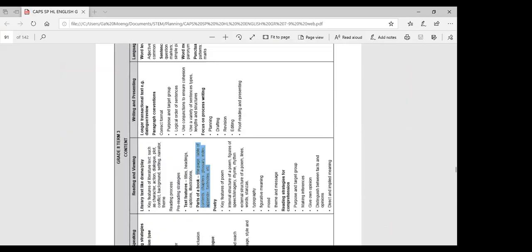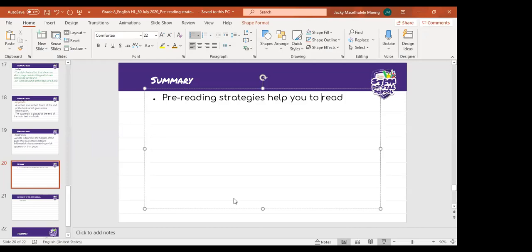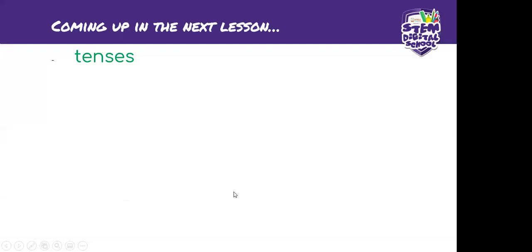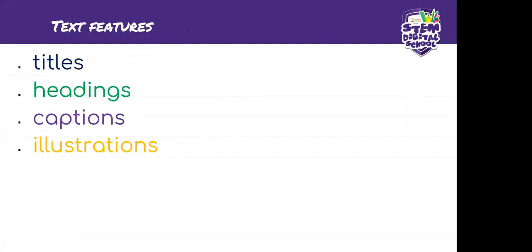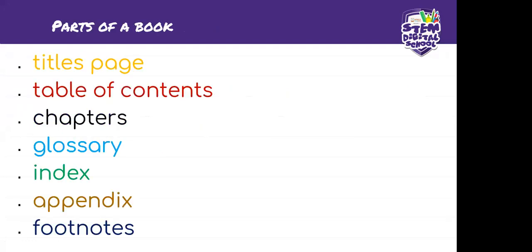Okay, yes. So this is the end of our lesson. Tomorrow we will be doing tenses. So please join us for that. So yes, today this is what we talked about, text features such as the titles, the headings, the captions, and the illustrations. And we went through the parts of a book, the title page, the table of contents, chapters, glossary, index, appendix, as well as the footnotes.